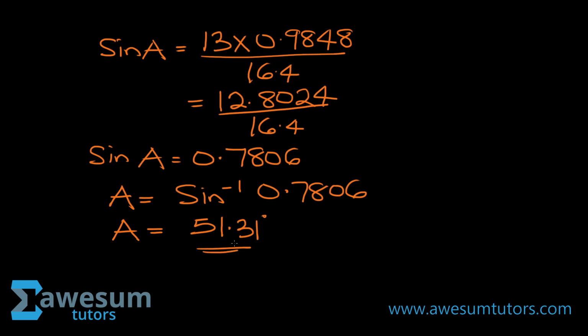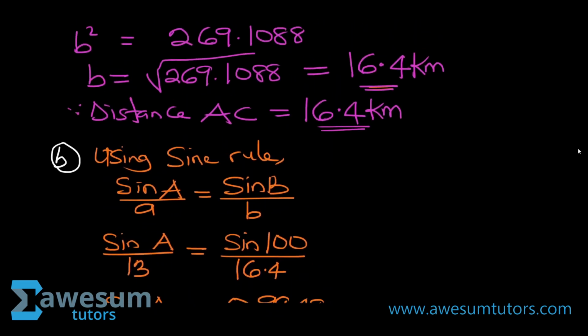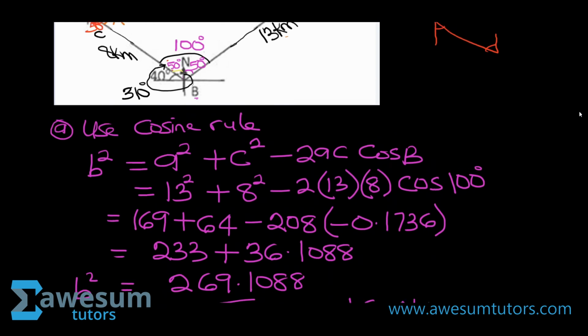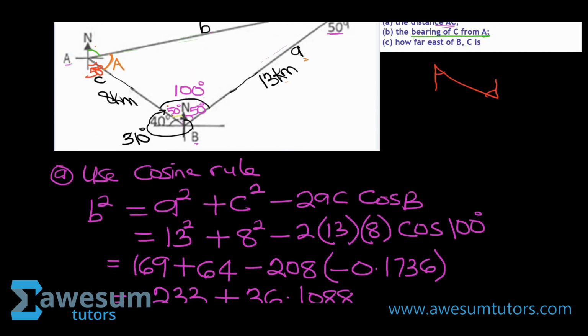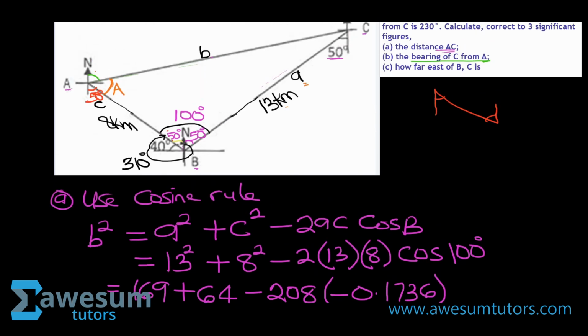I will encourage you to look at all these steps again. We've been able to get A to be 51.31 degrees. Let us go back right here to the diagram. So that means that right here for A, I have 51.31 degrees. Very good, guys.